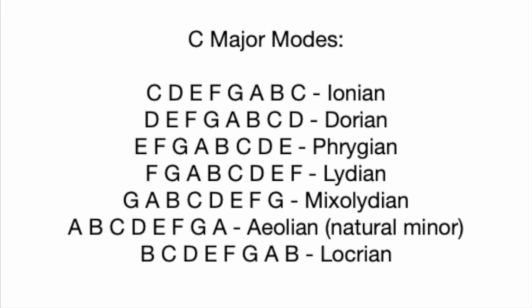D to D is called Dorian. E to E is called Phrygian. F to F is called Lydian. G to G is called Mixolydian. A to A is called Aeolian, but is more commonly referred to as the natural minor scale. And B to B is called Locrian.